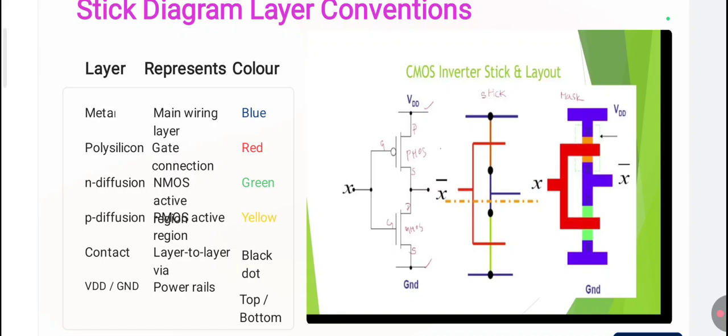So there is a dashed line between the PMOS and NMOS transistor. It is represented in orange, which is nothing but the separation line drawn between the PMOS and NMOS transistor respectively. And at the rightmost side you can see the detailed layout of the stick diagram with the exact dimensions.